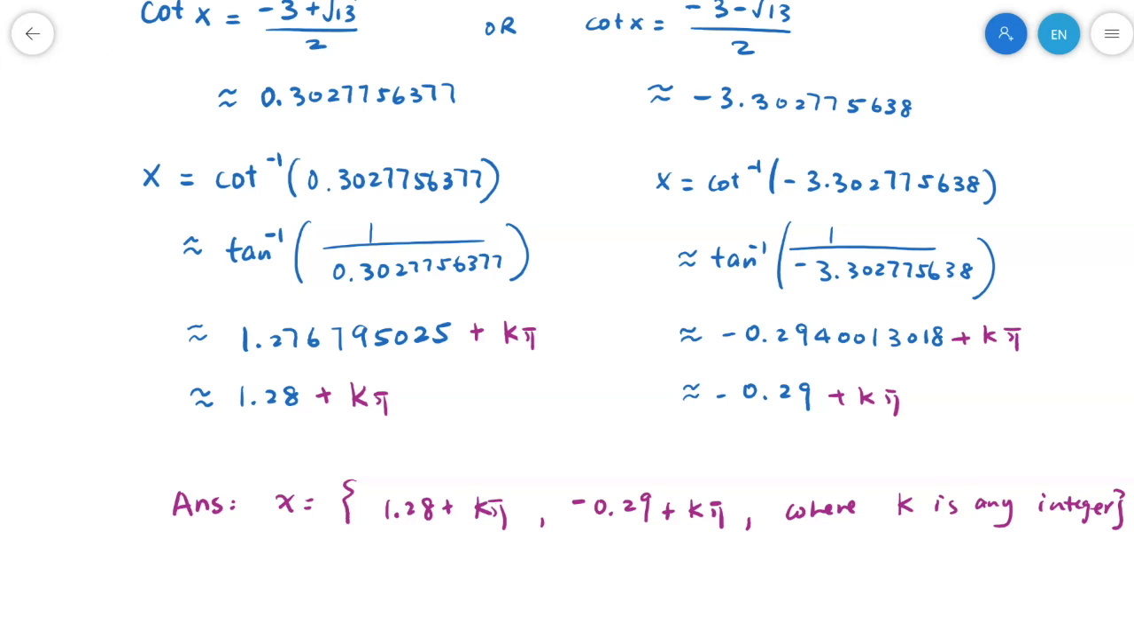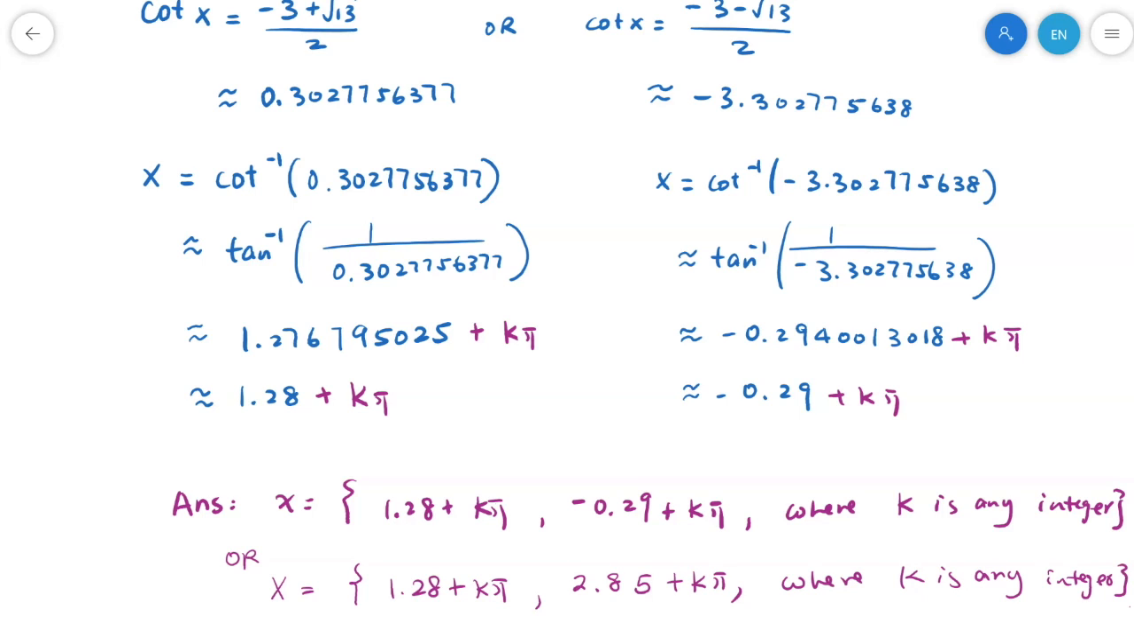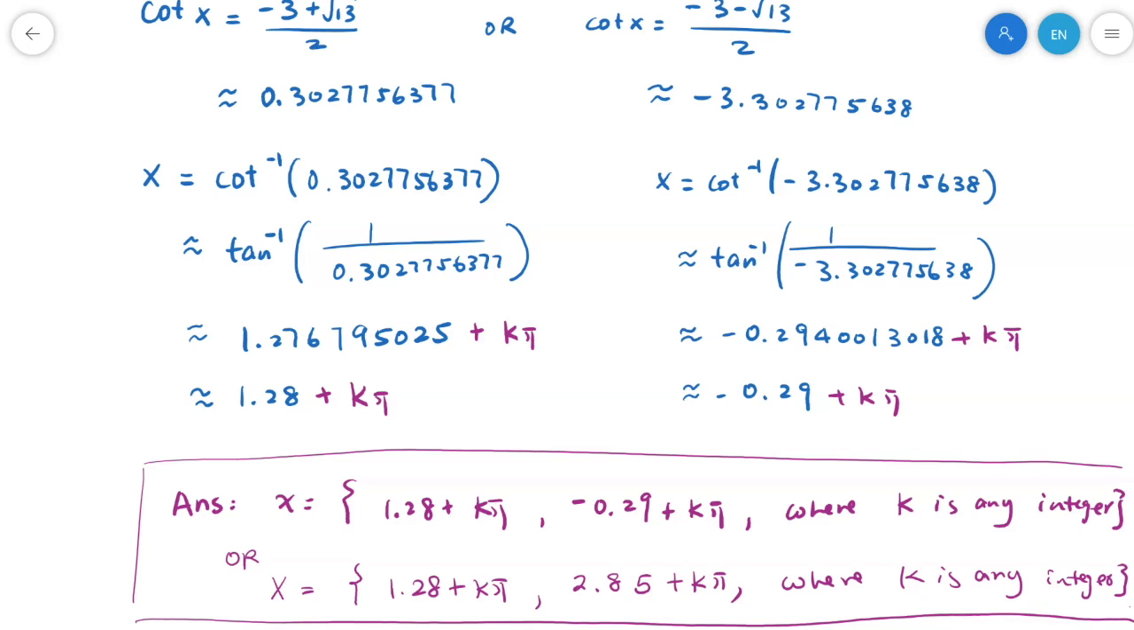Sometimes we do not really like having a negative answer, so sometimes we add 1 pi to the negative 0.29 to make it a positive number. After adding pi, approximately 3.14, to negative 0.29, we get about 2.85 plus k pi, where k is any integer, to make it positive. So both are okay. We normally prefer to have everything positive, but both are correct answers.